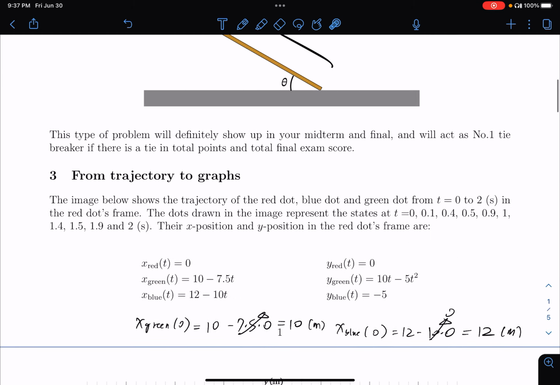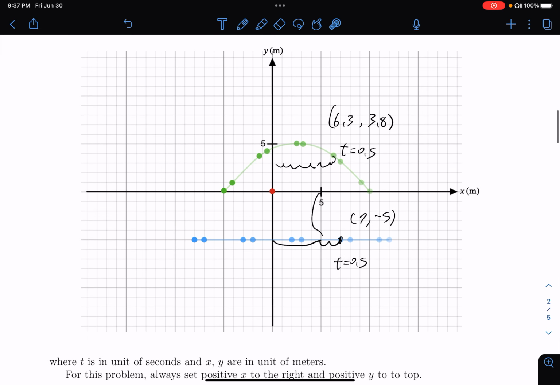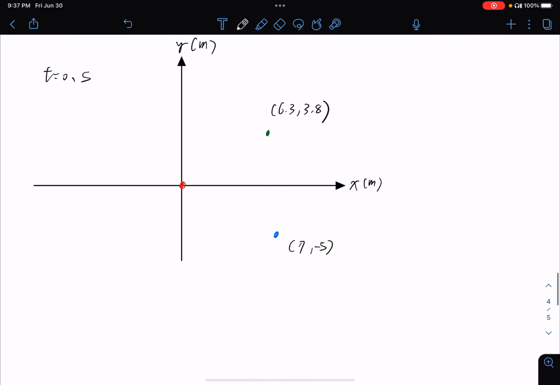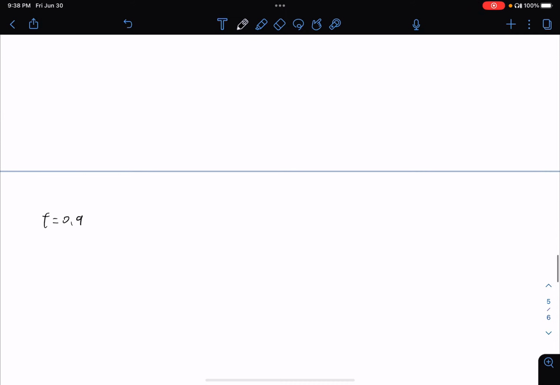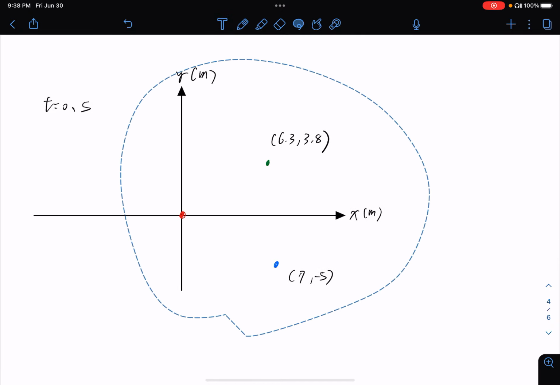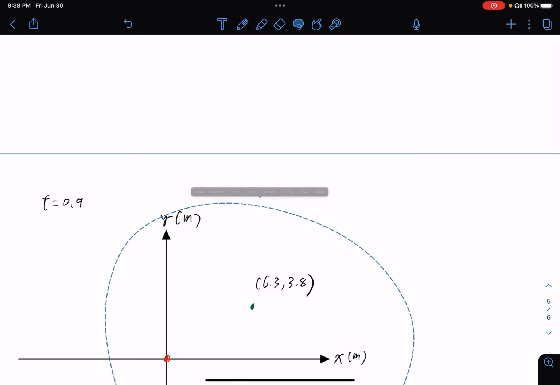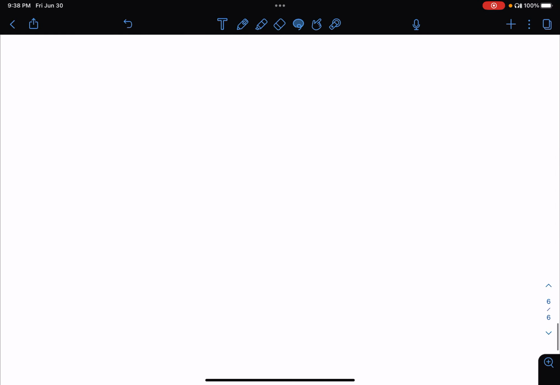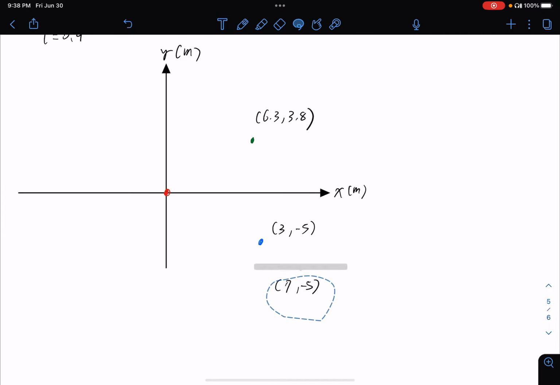I'll show you later. So now let's do 0.9. So next one should be here. This is where the green dot is at 0.9, and 2, 3, 4, 5. This is where the blue dot is at t equals 0.9. So the blue dot is just 3 away from the y-axis, and again -5 down here. So at t equals 0.9, the blue dot will be at 3 and -5, which should be closer.